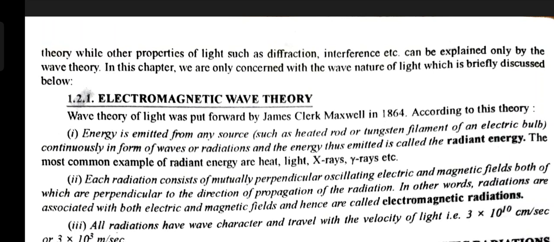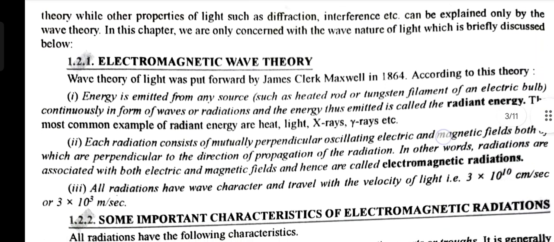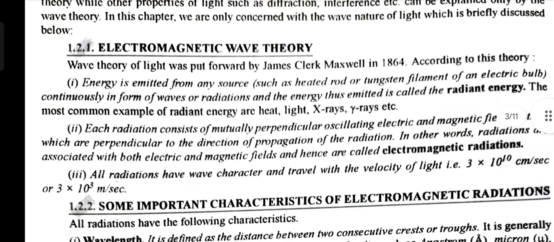1.2.1 Electromagnetic Wave Theory. The wave theory of light was put forward by James Clerk Maxwell in 1864. According to this theory, first, energy is emitted from any source such as a heated rod or tungsten filament of an electric bulb continuously in the form of waves or radiations, and the energy thus emitted is called the radiant energy. The most common examples of radiant energy are heat, light, X-rays, gamma rays, etc.